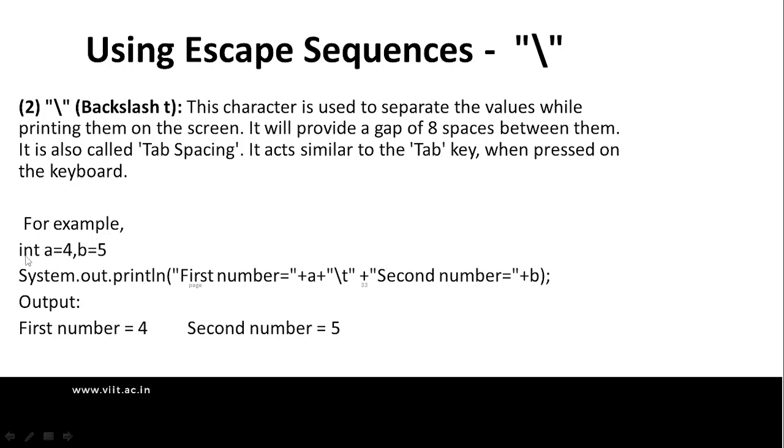For example, int a equal to 4 and b is 5, and the first number is a, and between them you put backslash t, and then the second number. First 4, second 5, a tab space will be there.